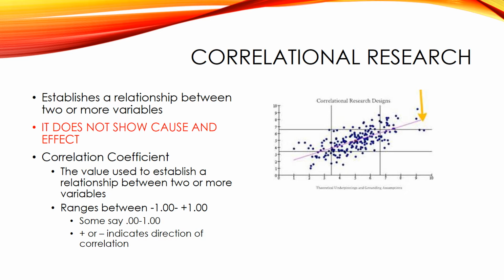When we look at the correlation coefficient, it's usually a value that falls between -1 and +1. And it will establish the strength of that relationship between two variables. The positive and negative part of the correlation coefficient dictates the direction of the relationship.